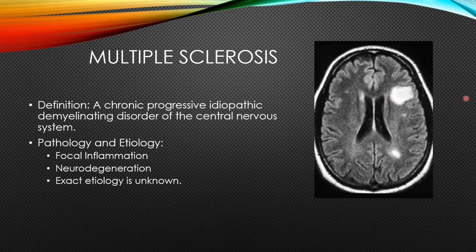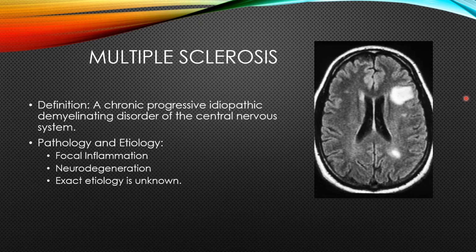Its pathology and etiology. For pathology, focal inflammation resulting in macroscopic plaques and injury to the blood-brain barrier, and then neurodegeneration with microscopic injury involving different components of the CNS, including axons, neurons, and synapses. The exact etiology of MS is unknown. Factors involved in pathogenesis broadly group into three categories. Immune factors.